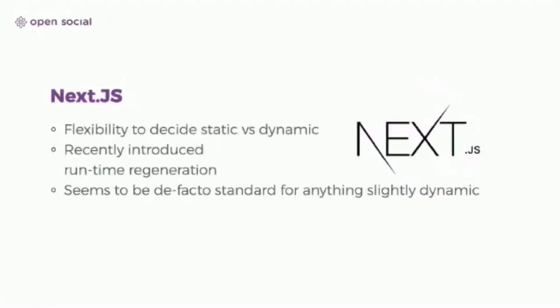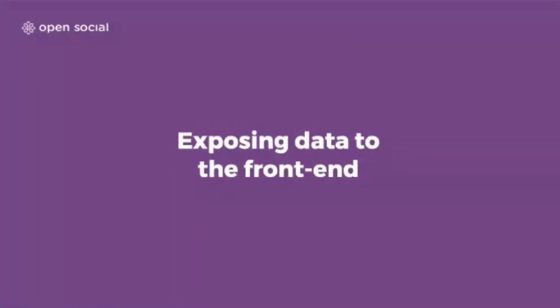The other option we see is Next.js, which seems to be the de facto standard for anything that you want to do slightly dynamic. It provides great tools to decide what should be static, what should be dynamic. And it also recently introduced runtime page regeneration, which means that the user can be given a stale page, but if the content is updated, the page is regenerated in the background. So we've chosen to start experimenting with Next.js, but we're still looking at the options there.